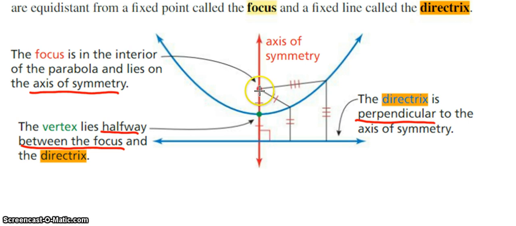So here's the focus, here's the vertex, here's the directrix. The red line is the axis of symmetry. So the directrix and the axis of symmetry are perpendicular. And then, depending on if you've taken a geometry class or not, you recognize that this symbol right here and this symbol, that means that these two segments are congruent, or the same length. So this length here and this length here are always the same because the vertex is halfway between the focus and the directrix. How do we find this?